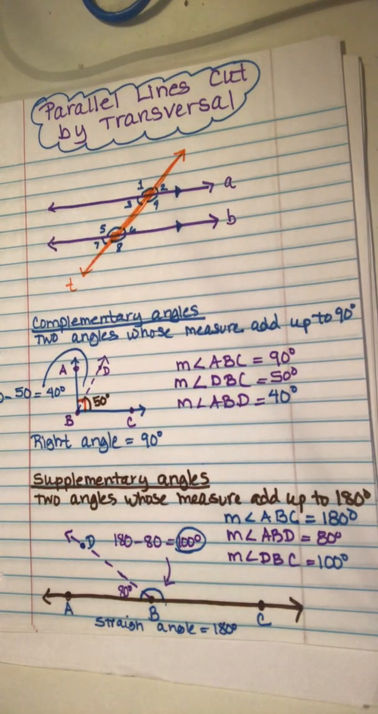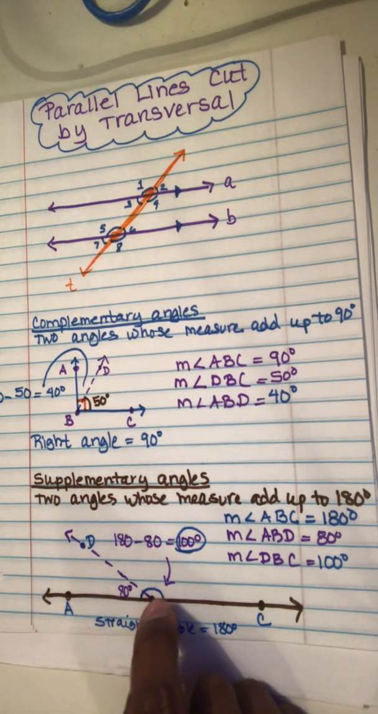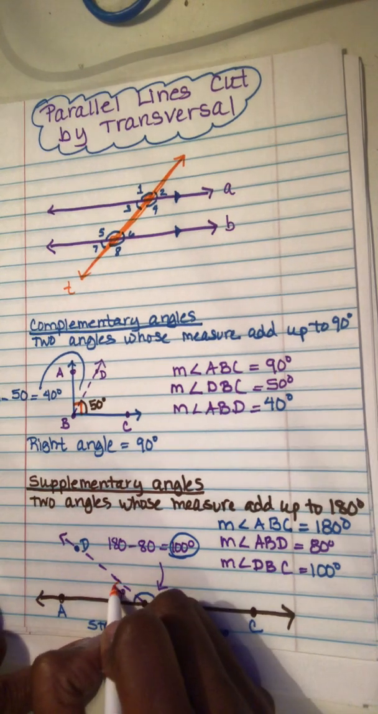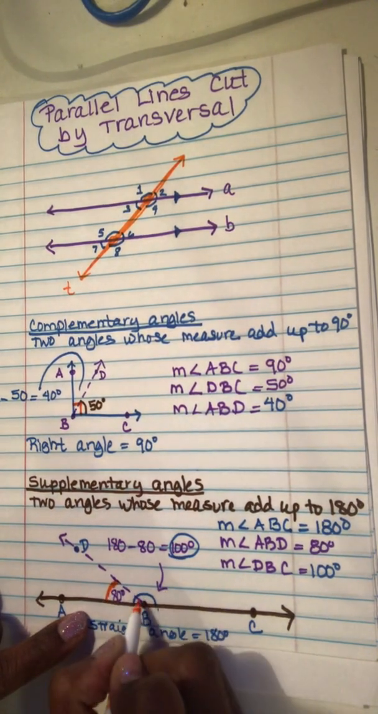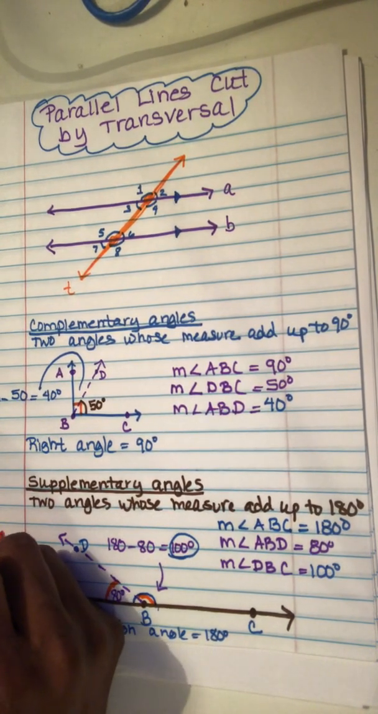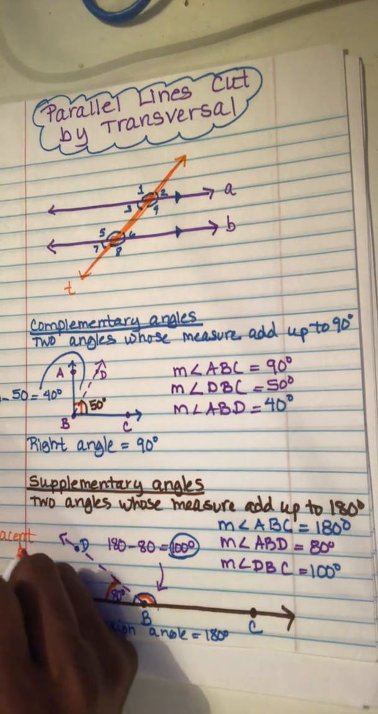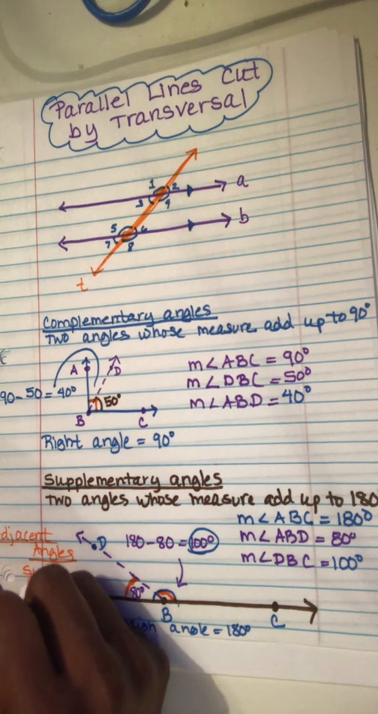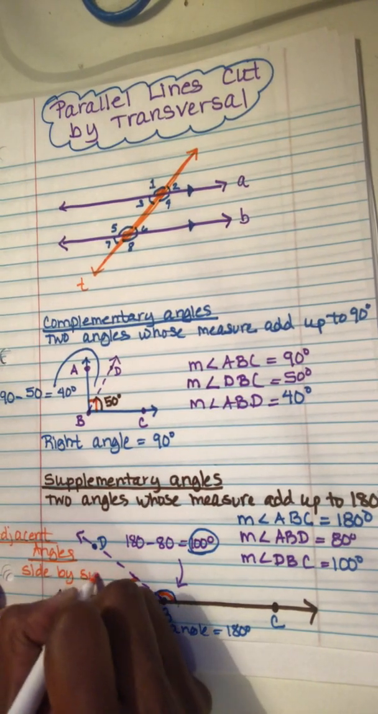Okay, all right. So since we're looking at this little section right here, and we see we got this angle right here that's 80 degrees, and this angle right here that's 100, we might as well talk about what adjacent angles are. Adjacent angles are angles that are side by side or next to each other. So this angle right here and this angle right here are adjacent angles.